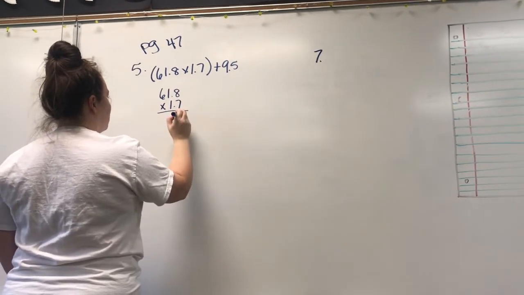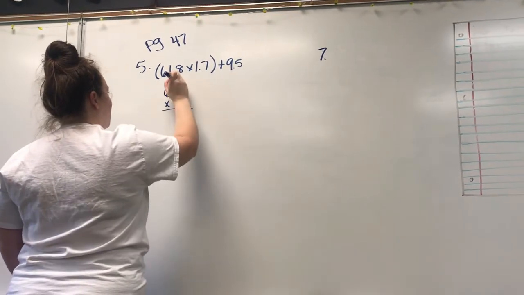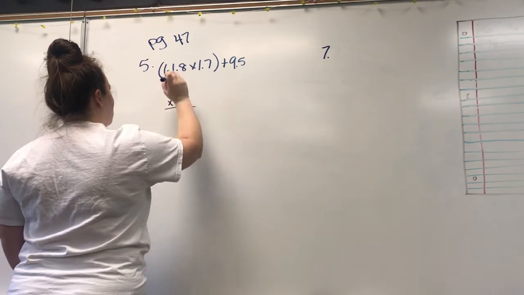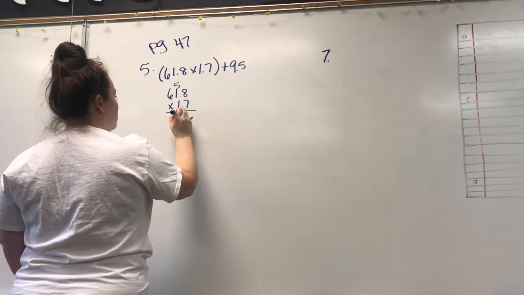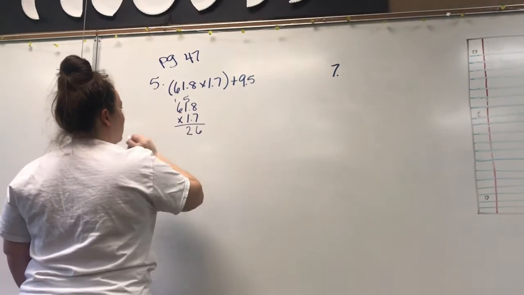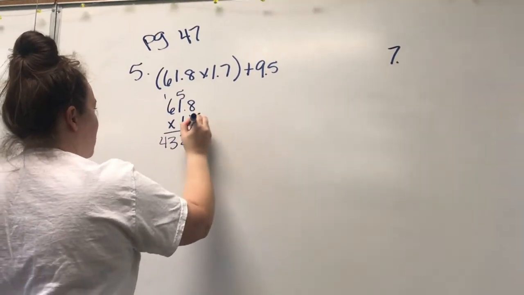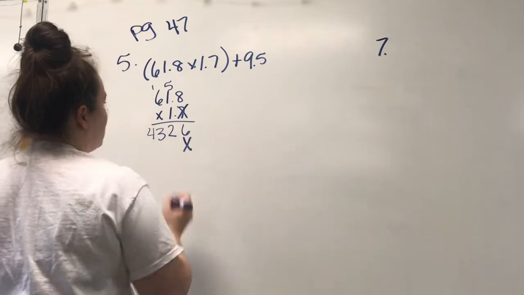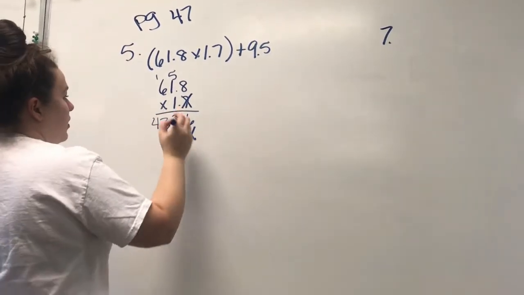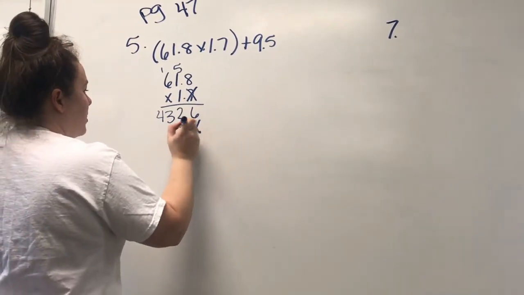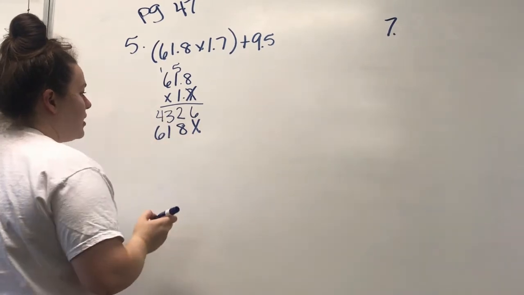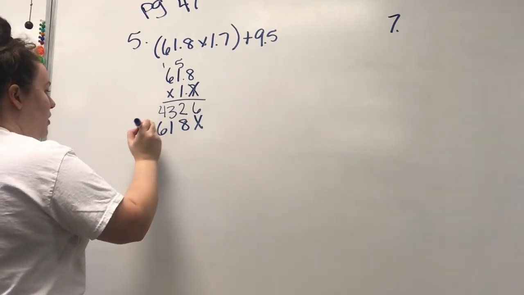Multiplying 7 times 8, 56. 7 times 1, plus 5, 12. 7 times 6, 42, 43. I am done with the 7. I need to put a placeholder. 1. I love multiplying anything by 1 because then you just get to copy the top row, which is exciting. Okay? I'm going to add these things.